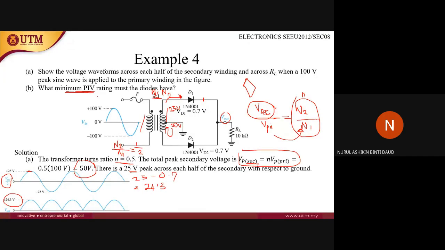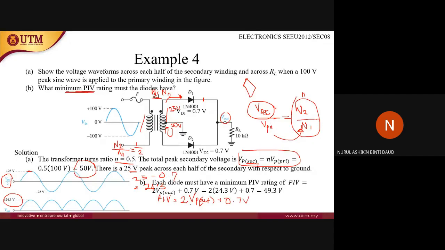Okay, so the formula of the PIV is 2 VP, the peak of the output voltage, plus 0.7 volts. Okay, so you know just now the peak for the output voltage is 24.3. So you take again the value, 2 times 24.3 plus 0.7, then you will get the answer 49.3 volts. Okay.